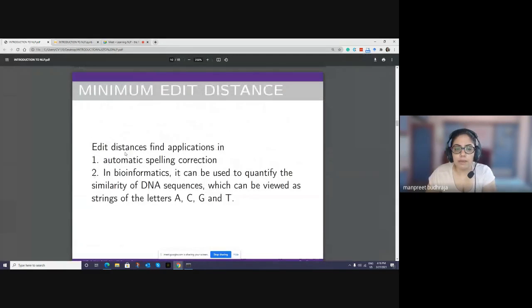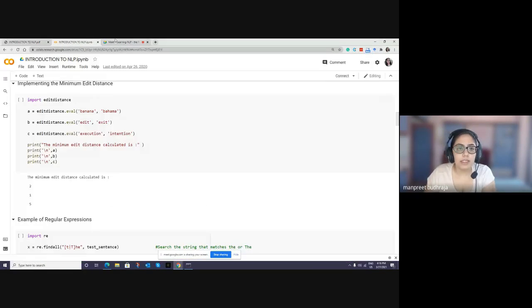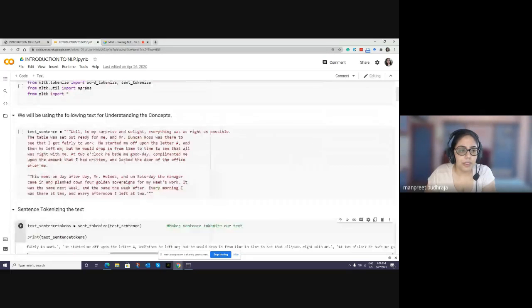Its basic application is used in automatic spelling correction. In bioinformatics also you have DNA, ACGT, so to maintain the sequences, it's also very important to use these. So that is why you use minimum edit distance over here. Okay. Next, I'll take you to this code.